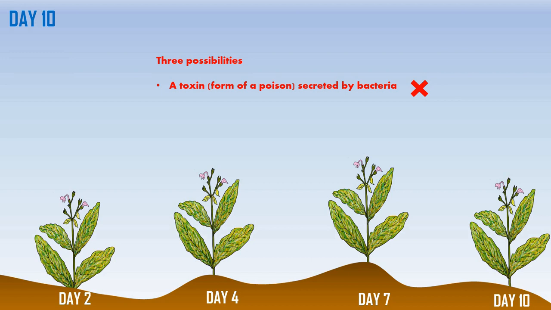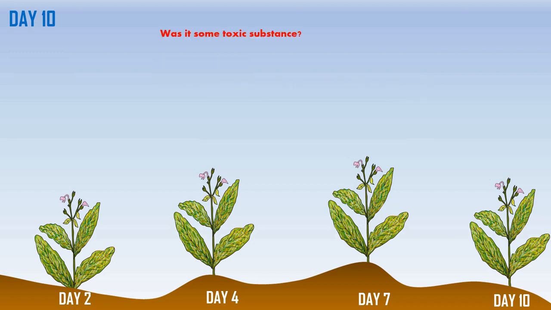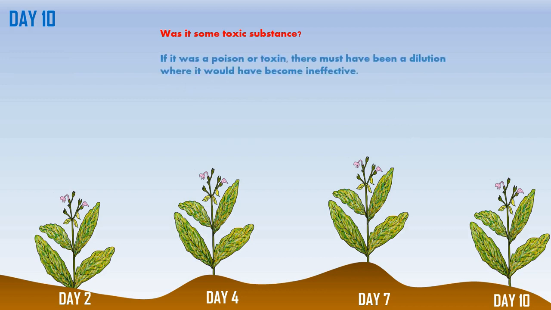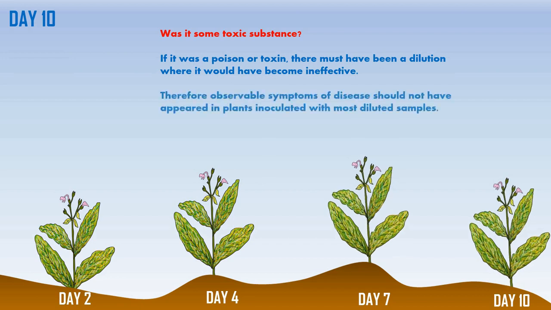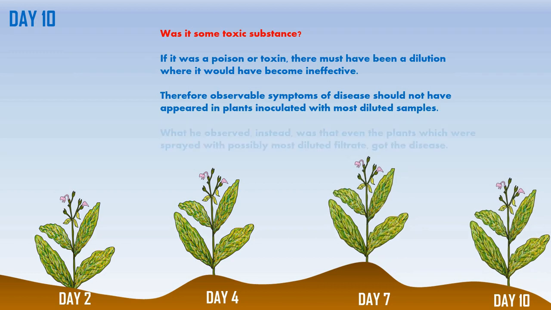The second assumption of it being some other toxic substance is also improbable. If it was a poison or toxin, there must have been a dilution where it would have become ineffective. Therefore, observable symptoms of disease should not have appeared in plants inoculated with the most diluted samples. What he observed instead was that even the plants which were sprayed with possibly the most diluted filtrate got the disease.